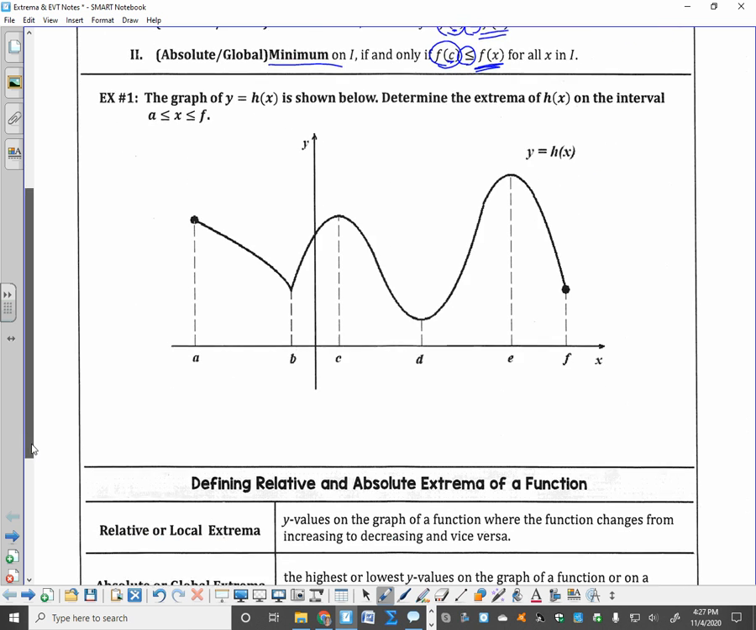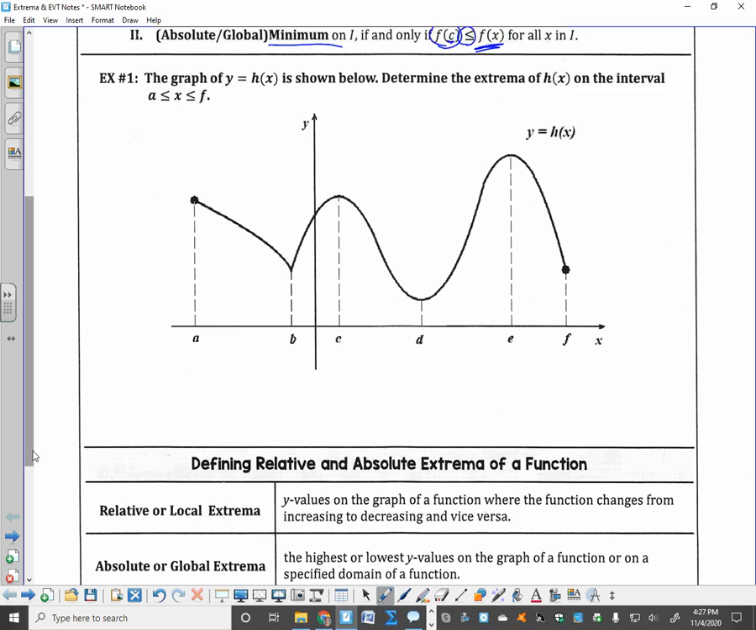Okay? The graph of y equals h of x is shown below. Determine the extrema of h of x on the interval a to f. All right, this looks like a really fun roller coaster. So we're going from a to f, and I want to talk about the extrema.